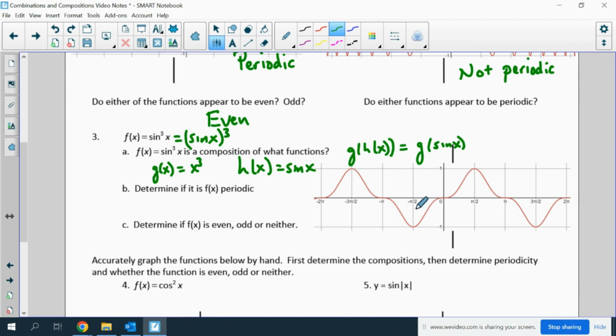So again, it's never going to be bigger than negative 1 or 1 outside of that range. This function is going to be periodic. It's going to repeat itself every 2 pi. Notice that every 2 pi it appears to repeat itself. And the function is odd because if you rotate a point 180 degrees, you're going to end up getting a matching counterpart. So this function is odd, which makes sense because it's cubed.